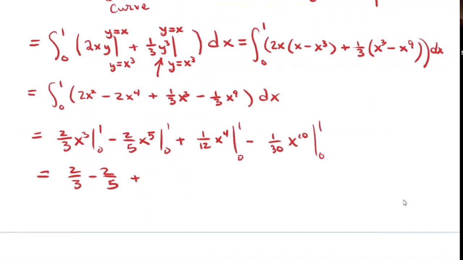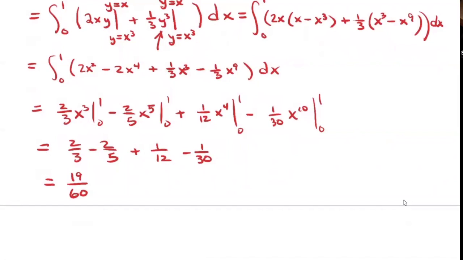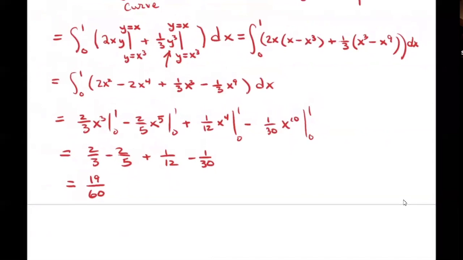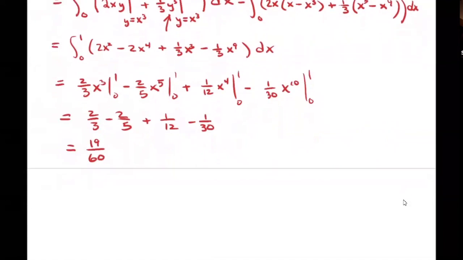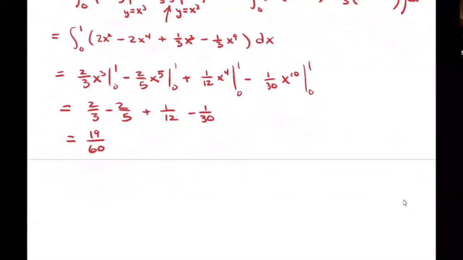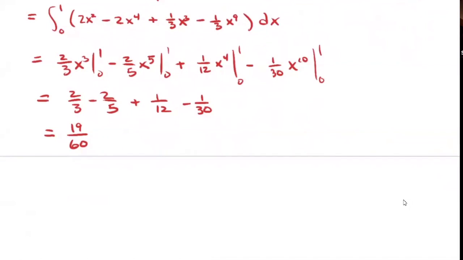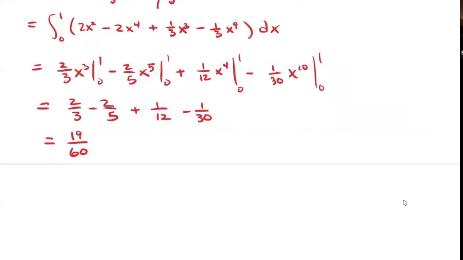And so this fixes as 2/3 minus 2/5 plus 1/12 minus 1/30. And I'm checking my answers now. This looks good. And it comes out to be 19/60 when you evaluate it. I just did that on my calculator. Okay, and then I wanted to show how this could be set up as horizontally simple.